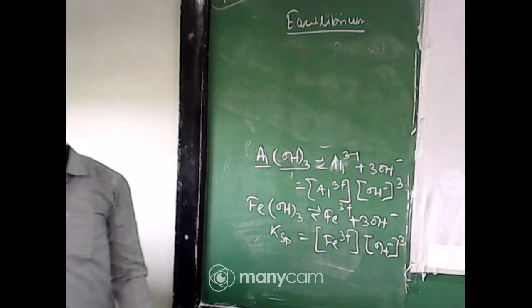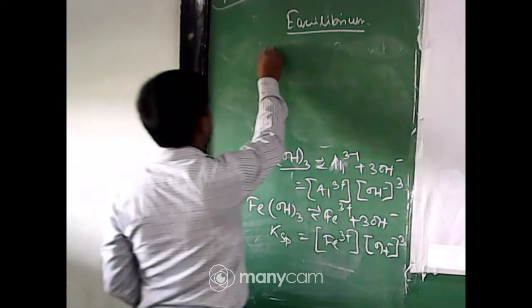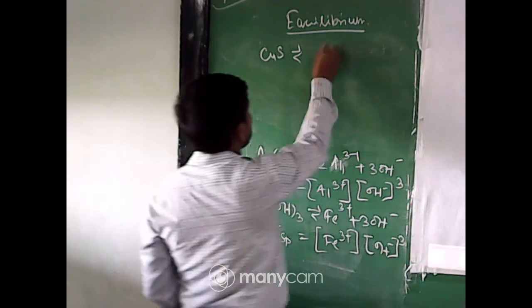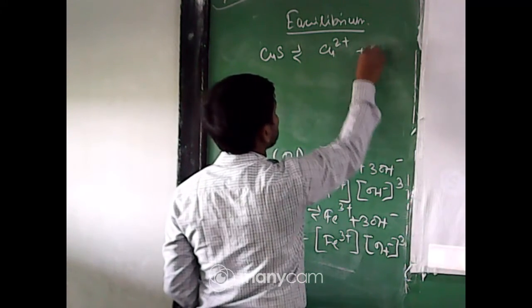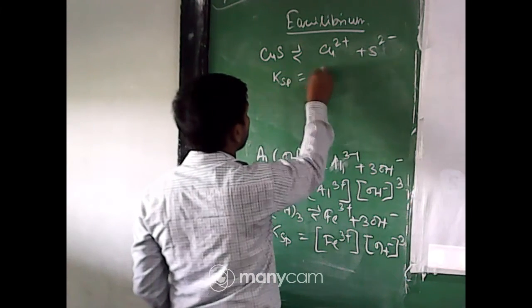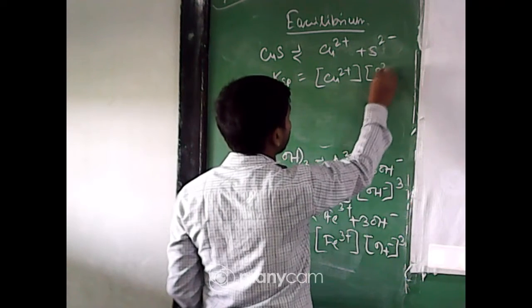Another one, for example, copper sulphide. Copper sulphide dissociates as Cu2 plus and S2 minus. So, Ksp equals the concentration of Cu2 plus times the concentration of S2 minus.